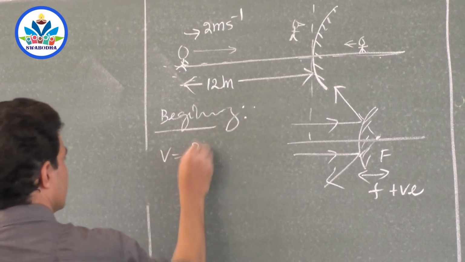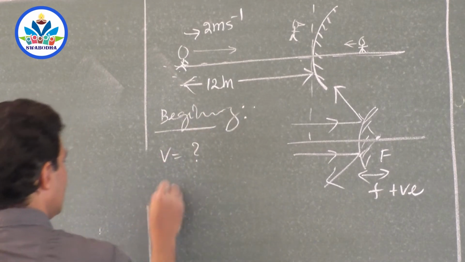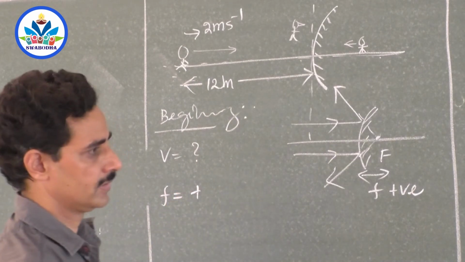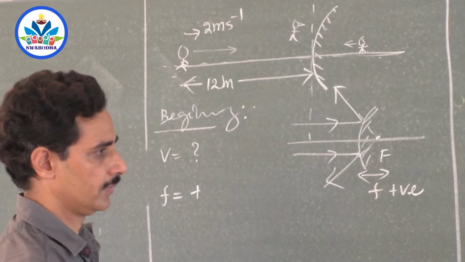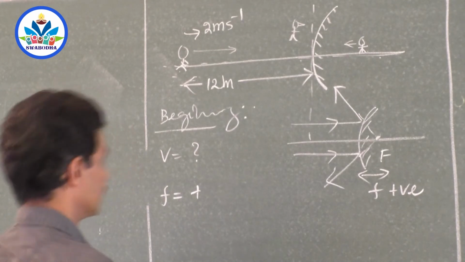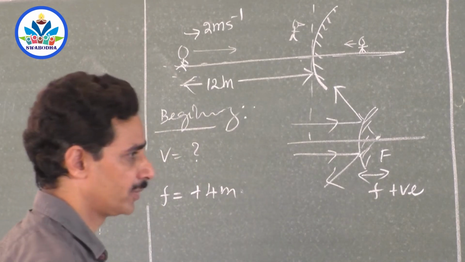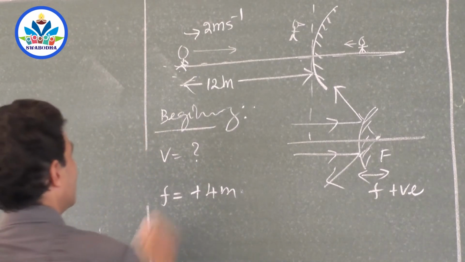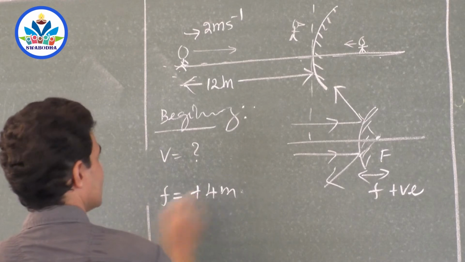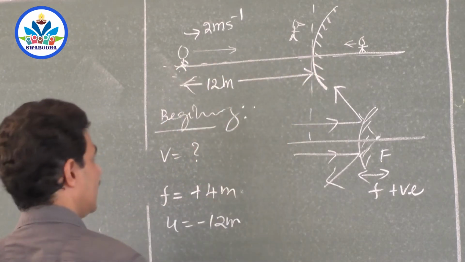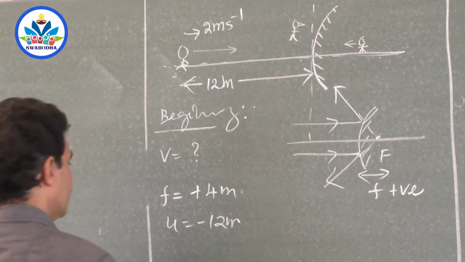What is the image distance? Focal length is plus, since it is a mirror with speed, and what is the speed? Focal length of the mirror is plus 4 meters, and image distance is a question mark. Object distance is minus 12 meters. It is on the left hand side.